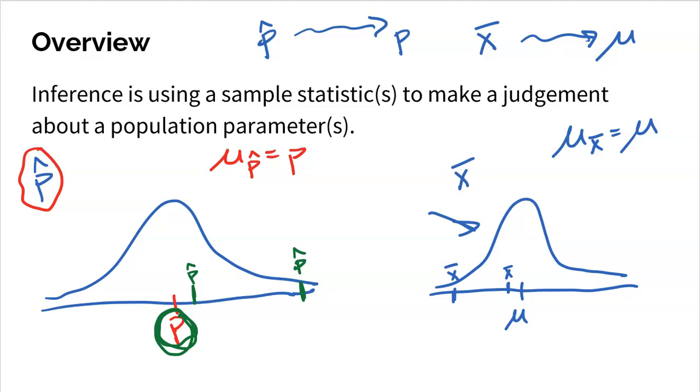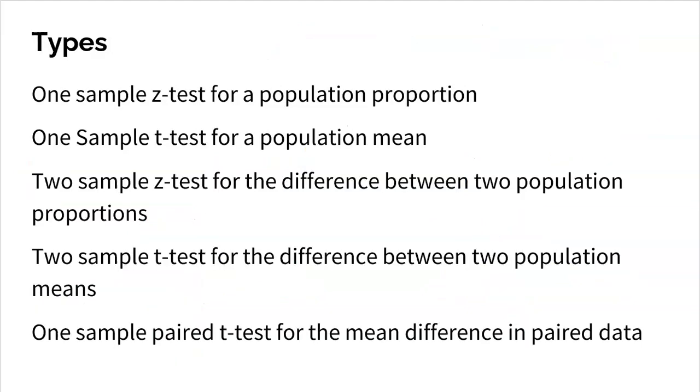Now let's talk about the different types. There are several different types of significance tests. We have a one-sample z-test for a population proportion. That is when we're trying to use a p-hat to make a judgment on a p. We have a one-sample t-test for a population mean. That's when we're going to use a sample mean to make a judgment about a population mean.